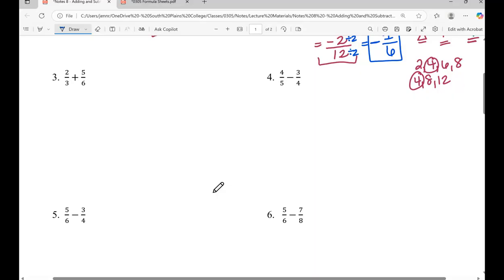Number 3. I have 2/3 plus 5/6. Now, here's the problem. Those aren't common. So let's have one of those least common multiple conversations. 3, 6, 9, 6, 12, 18. My common denominator is the number they have in common. Notice I can never go smaller, only bigger when I'm looking for that common multiple.